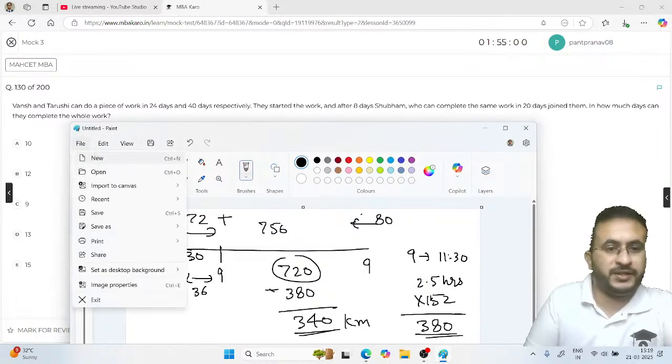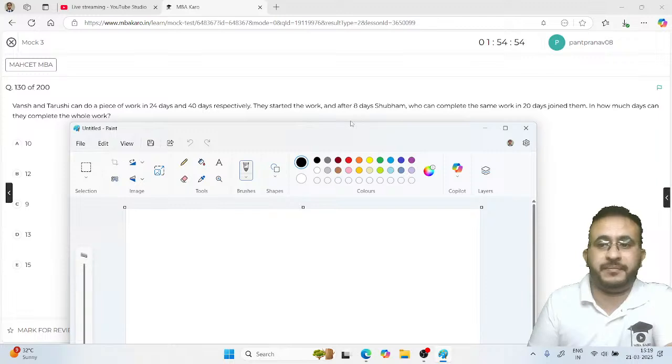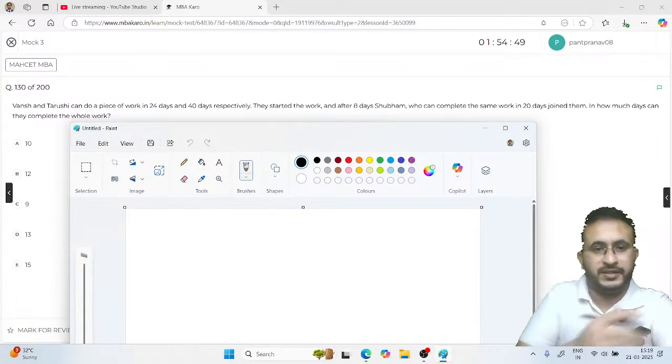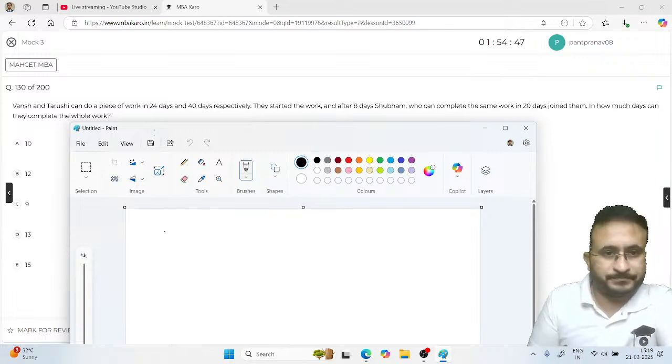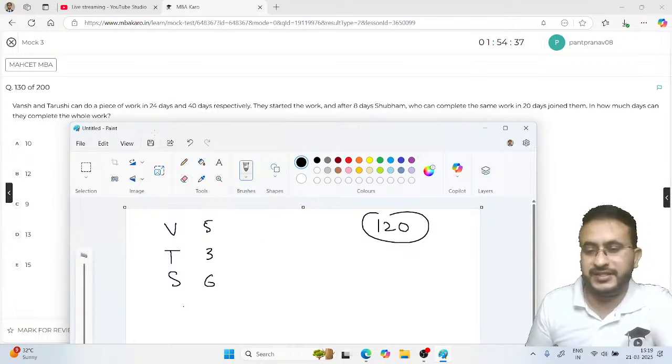Okay, so these two people can do in 24 and 40 days. After 8 days, Shubham can complete the same work in 20 days. Join them. In how many days can they complete the whole work? Okay, so V, T, and we have S. So let us say the work is 120. So V is doing 5 units in a day. T is doing 3 units in a day, and then S is doing 6 units in a day.